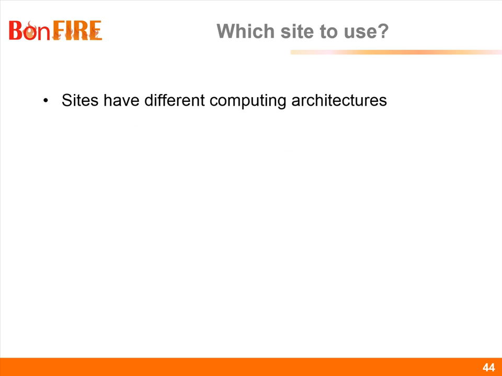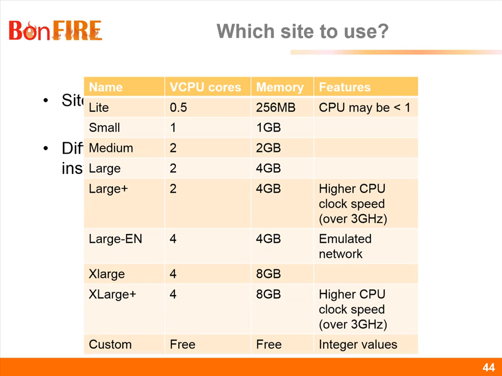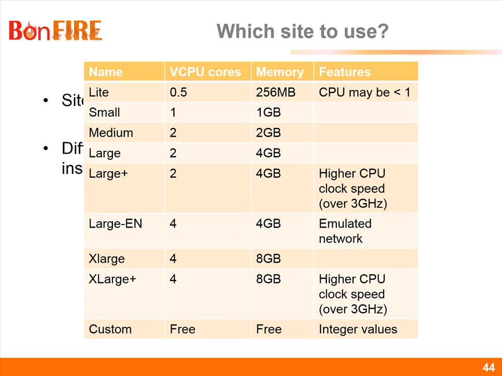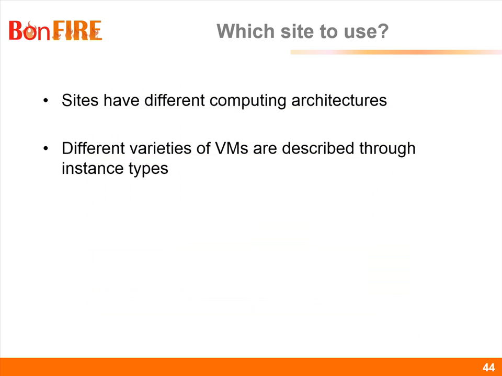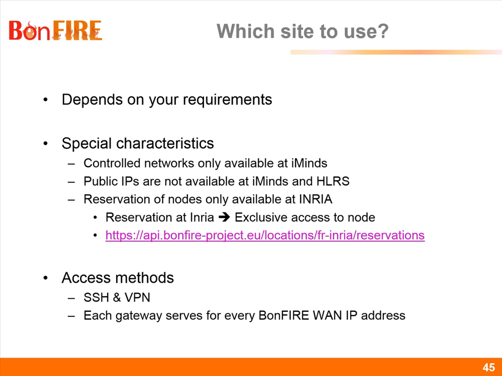So if you have to decide where to use, there are different architectures. You saw the instance types defined there. Some sites define light as 0.25 rather than 0.5. These are all documented. Not all the instance types are available everywhere. Note in particular custom, which gives you a lot of freedom on the OpenNebula sites. Again, you can find all this in the documentation. If you go on the BonFIRE portal, for example, to start your VM, you will find that it will only serve you the instance types that are available to you.